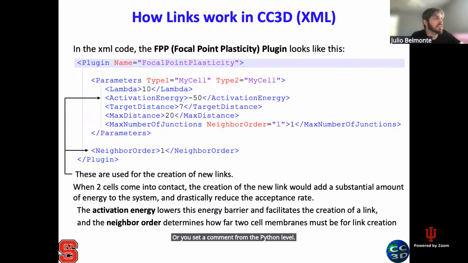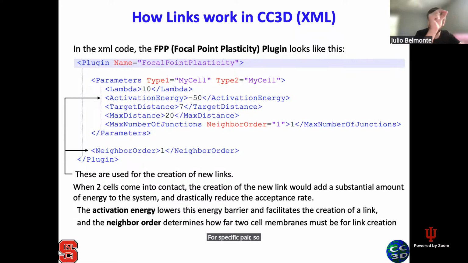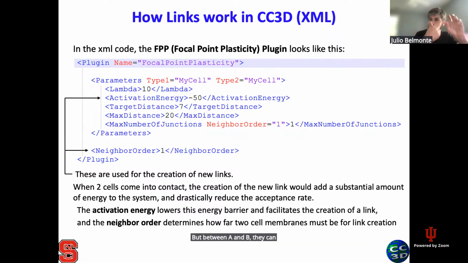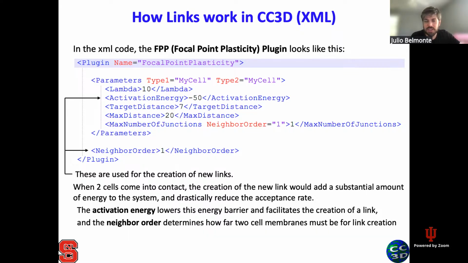Okay. So what's the auto neighbor for? Well, we have two. This one is a general one for all the parameters, but you can also specify a neighboring order for a specific pair. So A and A have to be very close to each other to make a link, but between A and B, they can be further away and still make the link. So this one overrides this one if they are different. One's a global one, and the other is going to be specific. Does it make sense?